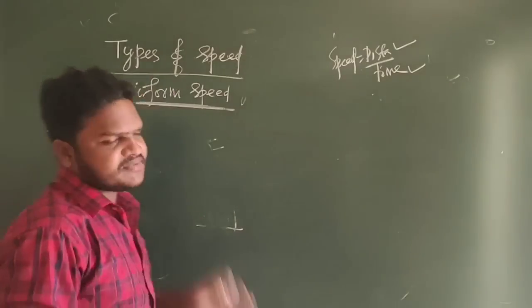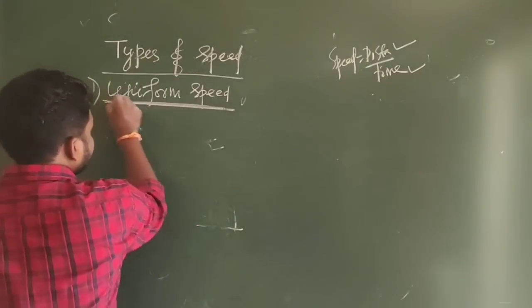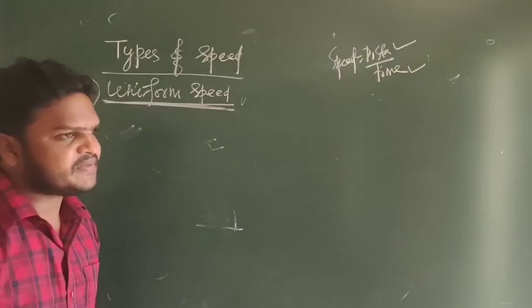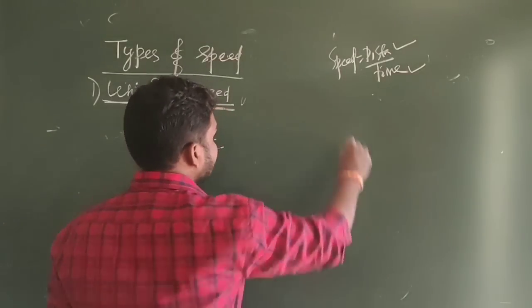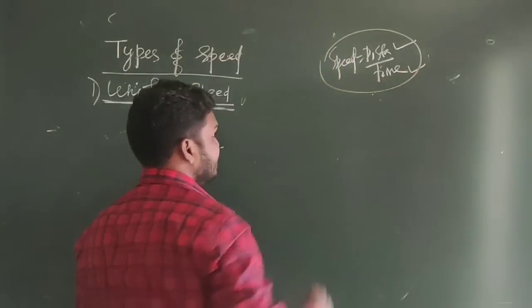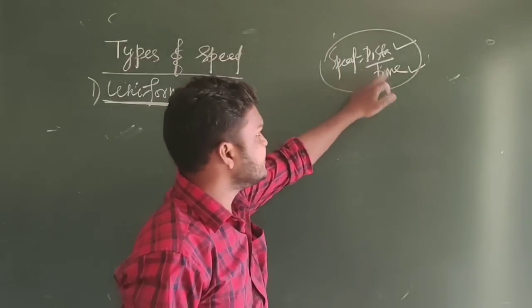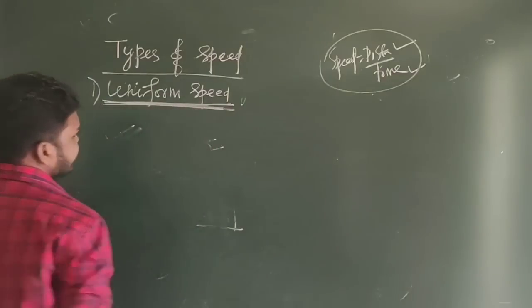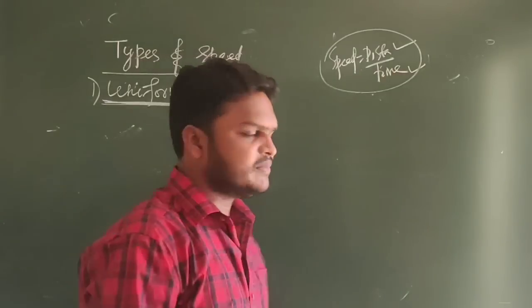So here are the types of speed. Type of speed is uniform speed. Firstly, before understanding the types of speed, we must know what is the formula of speed. And speed is equal to distance upon time. Then in case of uniform speed, how is uniform speed defined?